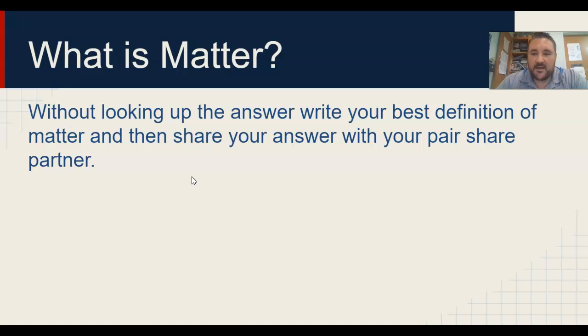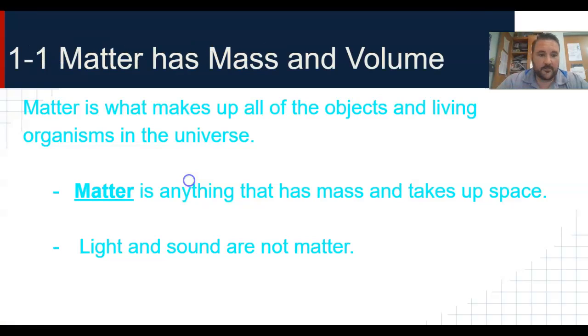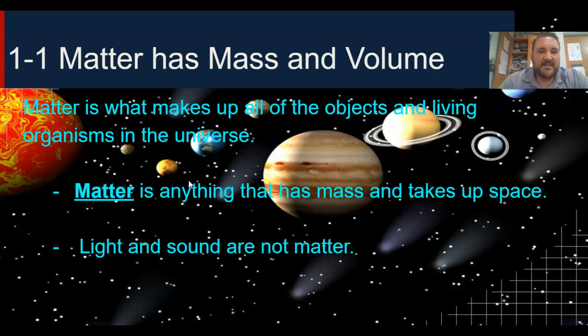So matter is something that has mass. Well, mass is how much stuff you have. And volume is how much space it takes up. So the difference between mass and volume: mass is how much stuff is inside an area, and the actual area is the volume. Matter has mass and volume.